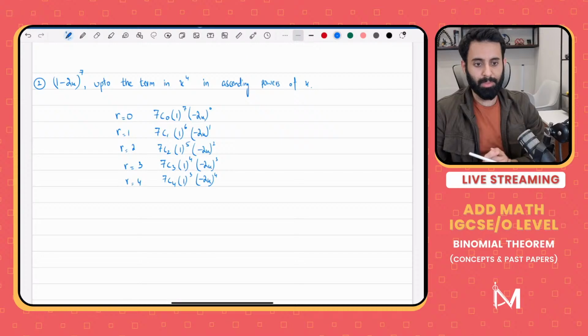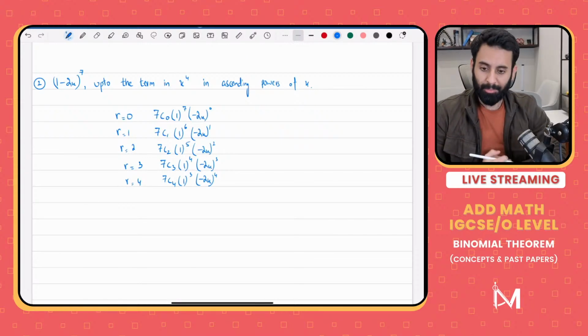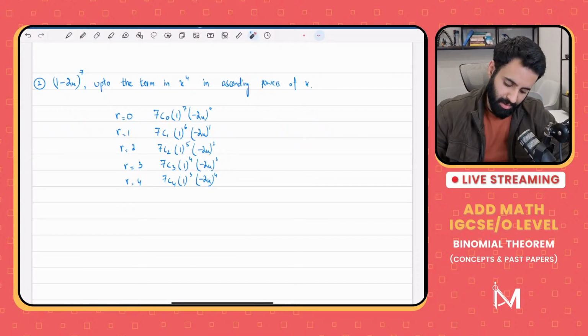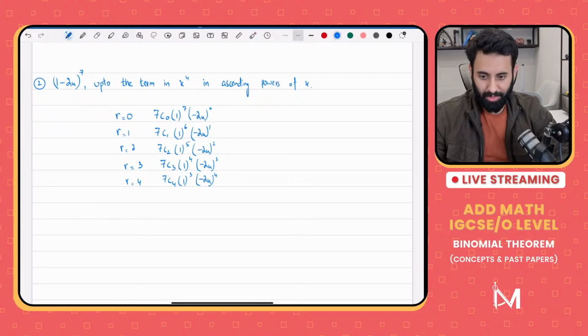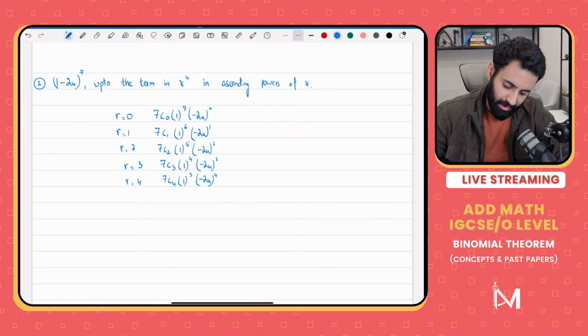Okay, now why do we stop here? We stop here because when we expand this, we can see that the power on x is 4, which means we will achieve our desired outcome, which is we will get x power 4, and that's it. Now, let's expand this. Let's see what do we get.